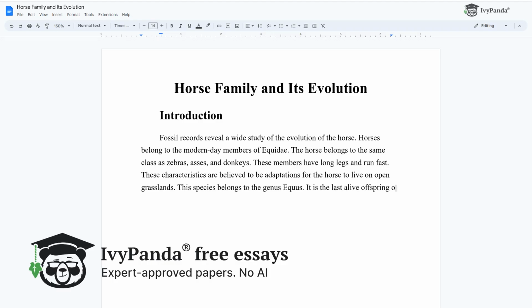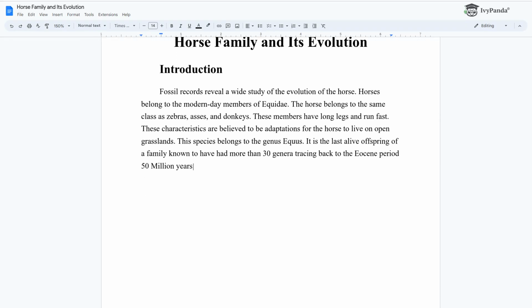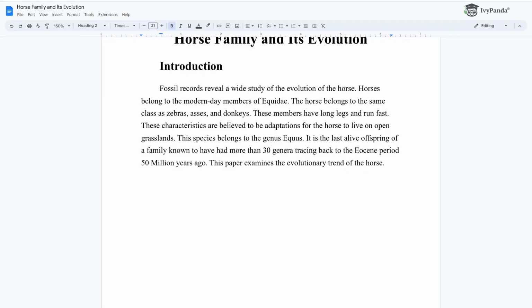It is the last living offspring of a family known to have had more than 30 genera, tracing back to the Eocene period 50 million years ago. This paper examines the evolutionary trend of the horse.